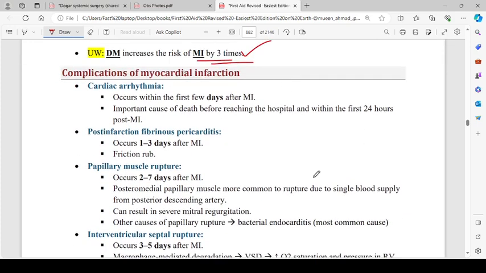What can be the complications of myocardial infarction? They are very important. The first complication of myocardial infarction is cardiac arrhythmia. It occurs within the first few days after myocardial infarction, and it is an important cause of death. Basically it happens within a range of a few hours to a few days, and it is abnormal rhythmic activity like ventricular fibrillation or something like that, and that can lead to death before reaching the hospital within the first 24 hours post MI.